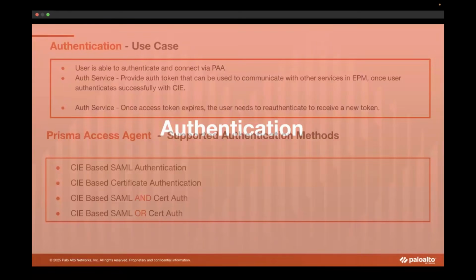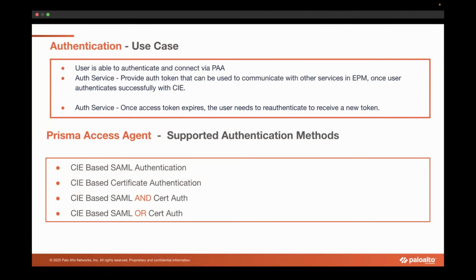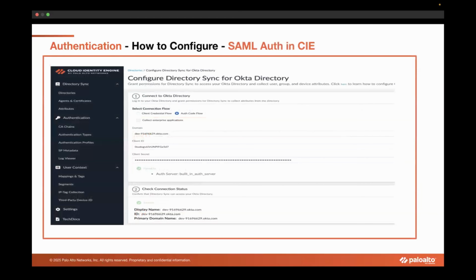Let's now look at authentication. Like I said, users should be able to authenticate to connect to the PAA, right? And then, of course, you have tokens that are provided. And of course, after the token expires, the user is expected to re-authenticate. And like I said, we support CIE-based SAML, CIE-based certificate, CIE-based SAML and certificate, and CIE-based SAML or certificate authentication, right? So again, how to configure SAML auth in the CIE.